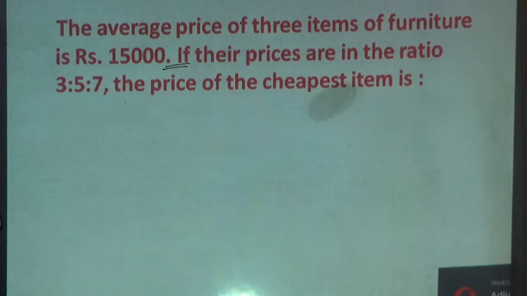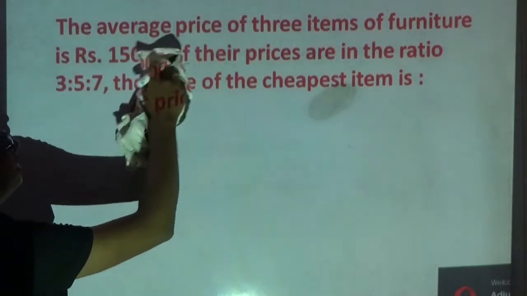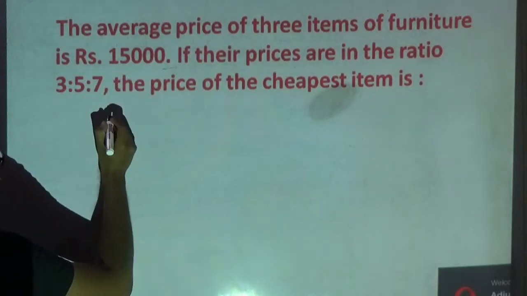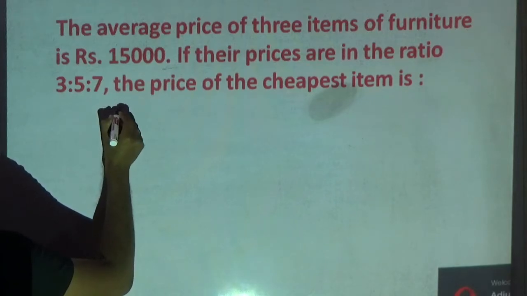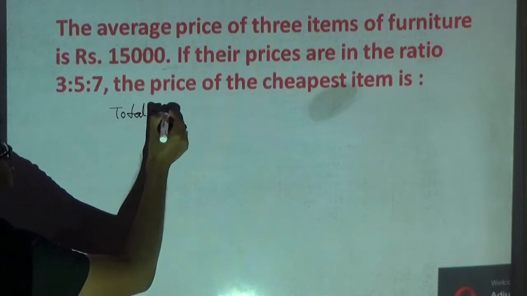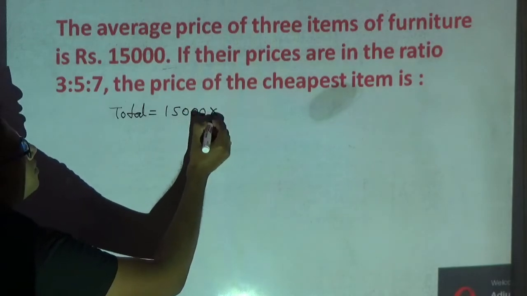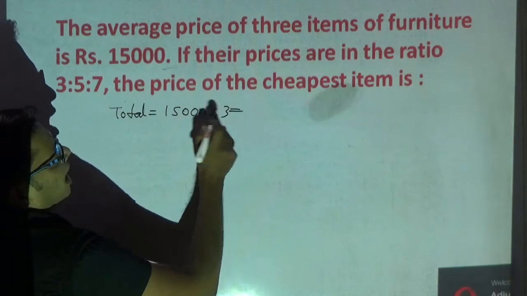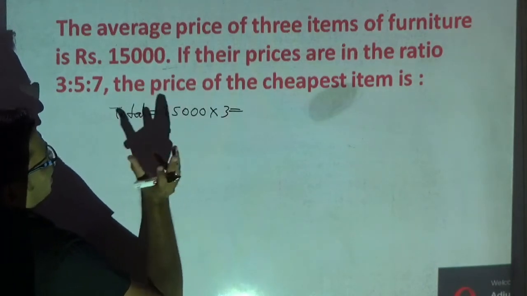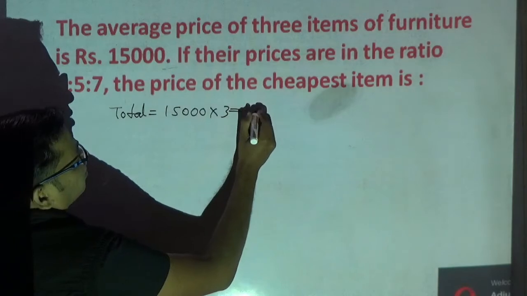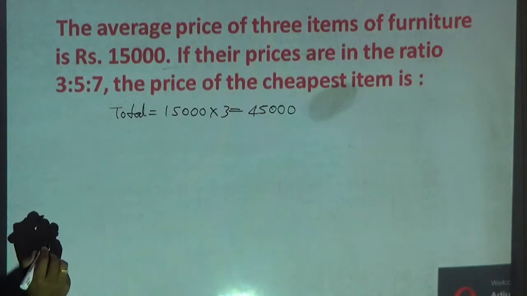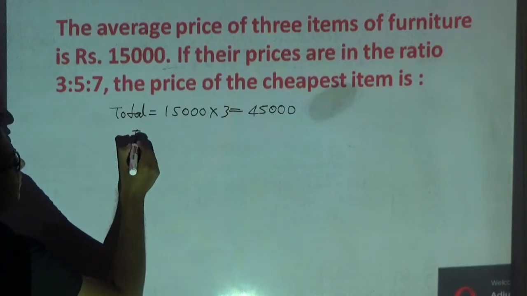The average price of 3 items of furniture is 15,000. So they have given the average, so I can find out the total price. Total price is 15,000 into 3. How many samples are there? 3 samples. If I know the average and the number of samples, I can find out the total expenditure. That will be equal to 45,000.